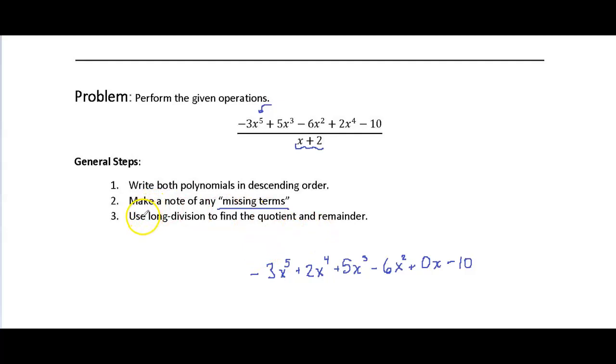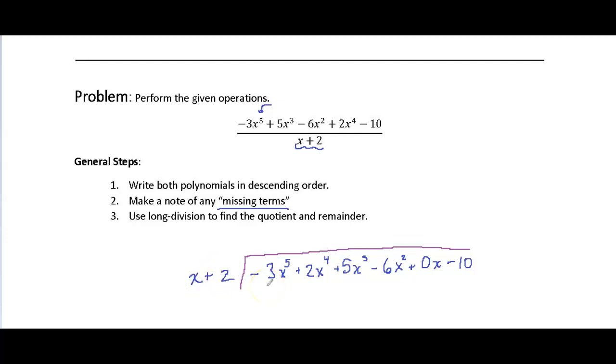Now let's go ahead and set this up for long division. I'm going to do that by writing that long division bar just over the dividend. And I'm going to write the divisor out to the left, just like how it would be with long division.